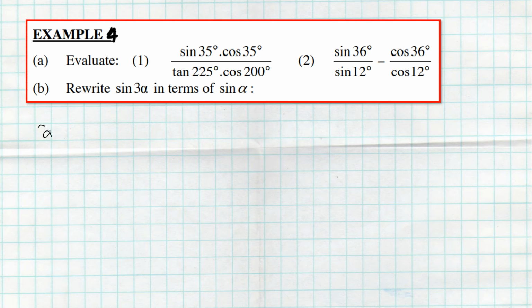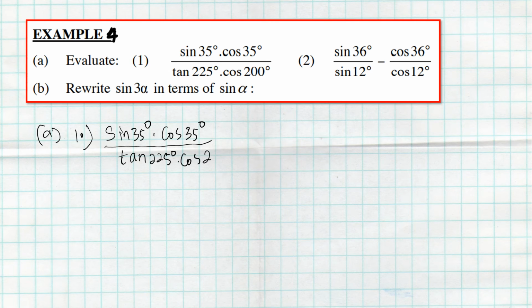Okay, number 1, you are given sine 35 degrees times cos 35 degrees divided by tan 225 degrees multiplied by cos 200, right? And they're saying evaluate. In other words, they want you to simplify this to get the final answer. Okay, so look at this. We have sine 35 times cos 35. What comes to your mind?